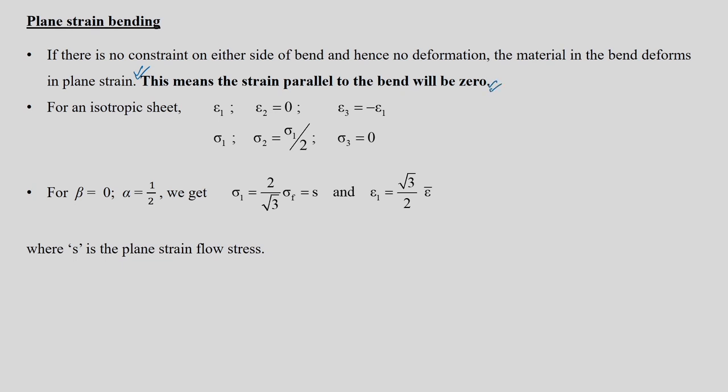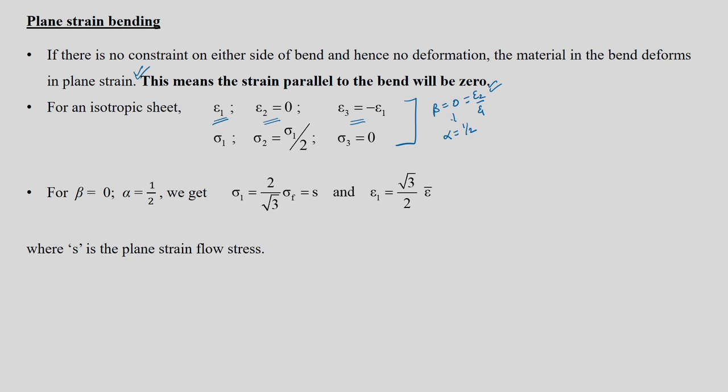So, for an isotropic sheet, which is what we are discussing until now, we can take epsilon 1 as available, epsilon 2 as 0, and epsilon 3 equal to minus epsilon 1, because epsilon 1 plus 2 plus 3 would be equal to 0. This also means that beta is going to be equal to 0 because it is plane strain bending, epsilon 2 is 0. Beta is nothing but epsilon 2 divided by epsilon 1, and epsilon 2 is 0. So, beta is equal to 0 for plane strain bending. If beta is 0, alpha is going to be equal to 1 by 2, which we already derived using the Levy-Mises flow rule.